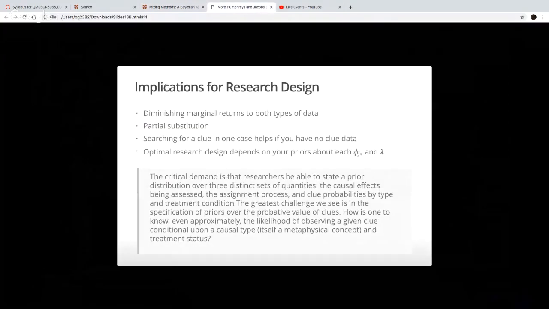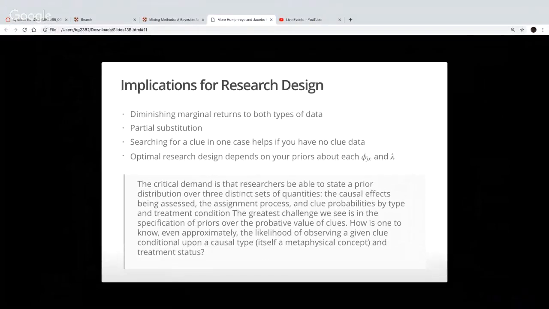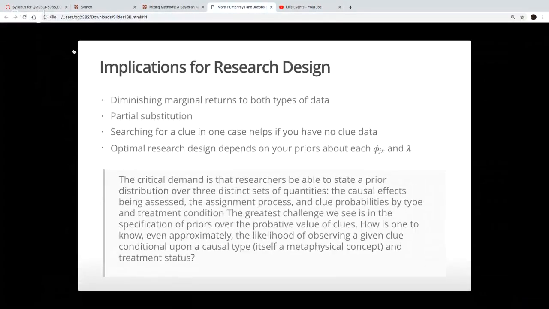So that's one thing. Data with and without clues can partially be substitutes for each other. So if you don't have that many with clues, you can partially substitute that with more observations that don't have clues.